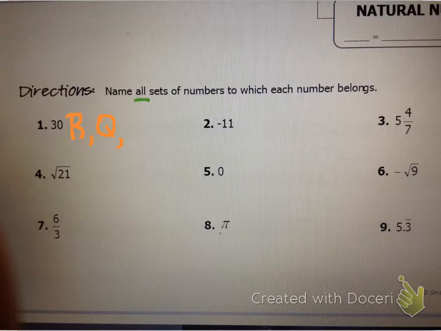Is it an integer? Yes, it is an integer. What about a whole number? Well, it's a positive number, so yeah, it's a whole number. Is it a natural number? Yep. Remember, natural and whole, the only difference is 0. So that's what you would do there to symbolize all of those that it falls under.